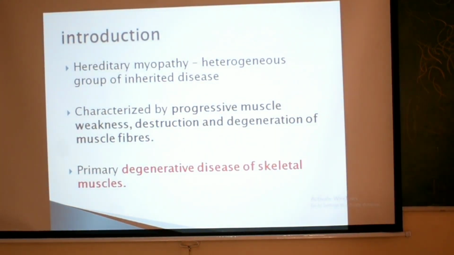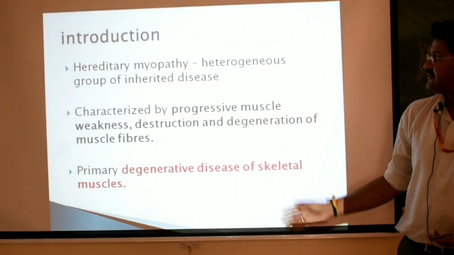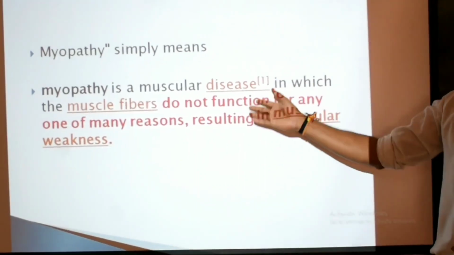This is hereditary myopathy, mostly a heterogeneous group of inherited diseases. Mostly in this disease, there is progressive muscular weakness, destruction and degeneration of muscle fiber. That is, a primary degenerative disease mostly involving the skeletal muscle. Next. Good. Myopathy, this is the definition simply.